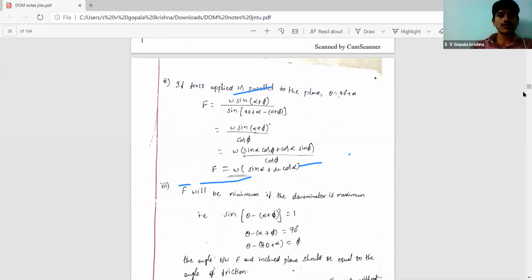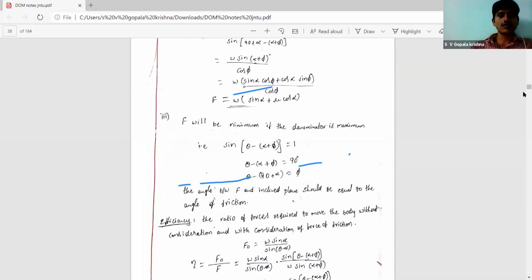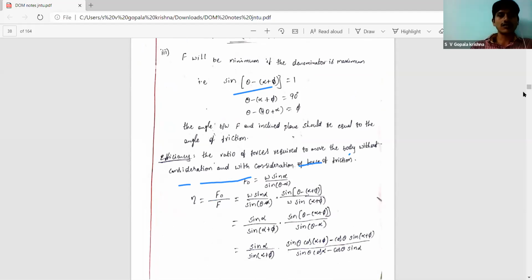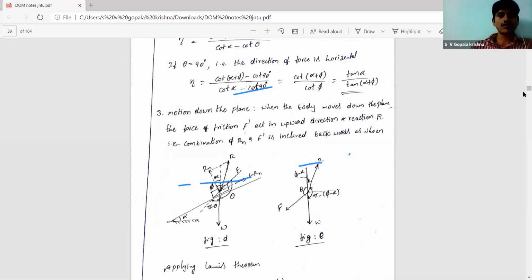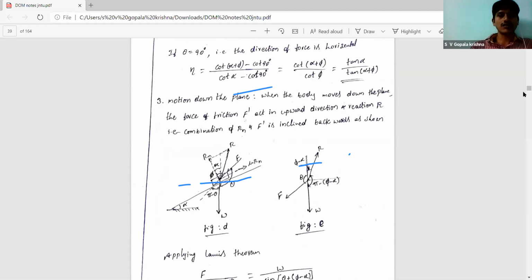And now motion down the plane. So when the body is going down, how much torque is required and how much force is required? Those are also here. All of these are there.